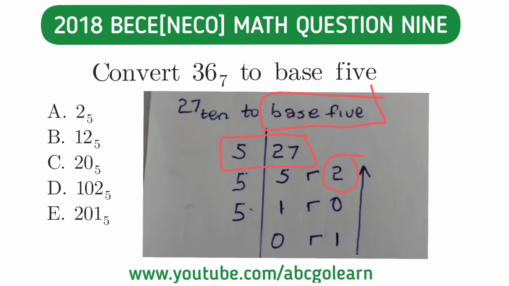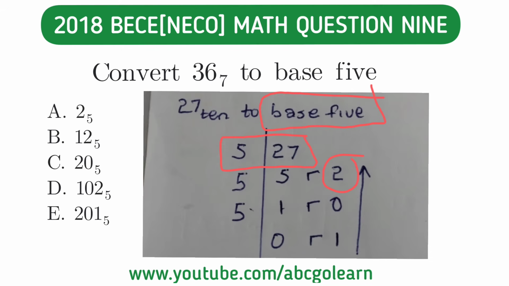So the next one now is to divide it by 5 again. You divide it by this 5, because we are converting it back to base 5. We are going to divide it by 5. If you are converting it to base 7, you are going to divide it by 7. If you are converting it to base 8, you are going to divide it by 8. Do you understand? So divide it by 5 again.